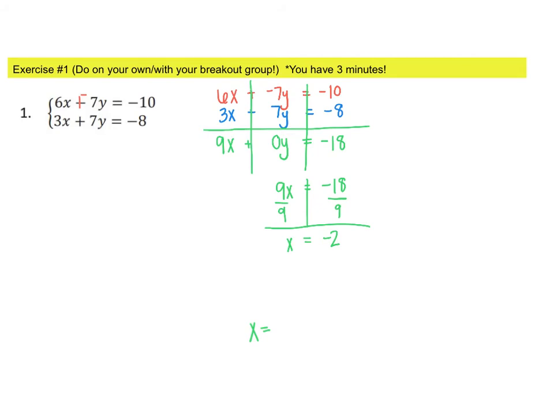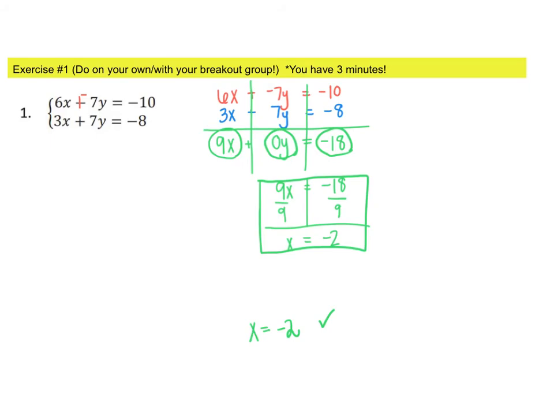All right, you can see that I've gone through and I've done my math, so I added it up. 6x's plus 3x's is 9x's. Negative 7y's plus 7y's is 0y's. And negative 10 plus negative 8 is negative 18. Okay? From there, I solved algebraically for x. Just divided both sides by 9, and I got x equals negative 2. Please check to make sure that you got this as well.